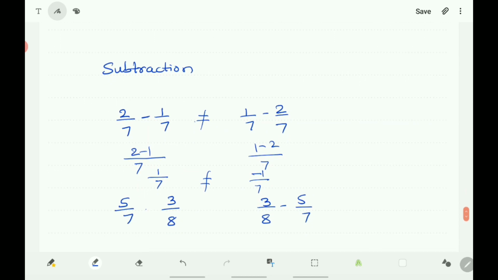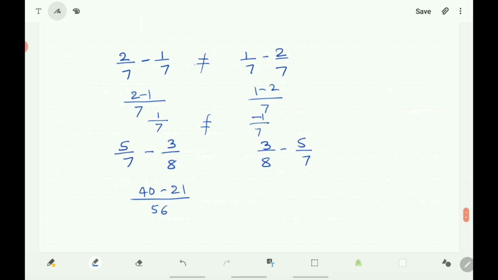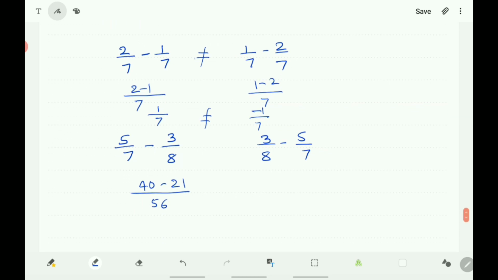Now you take one more example, that is 5 by 7 and 3 by 8. So you subtract 3 by 8 from 5 by 7. The LCM is here. You know that 7 and 8 are co-prime numbers. The product is 56, so 56 is the LCM here. So 5 8s are 40 minus 3 7s are 21. 40 minus 21, that is 19 by 56.